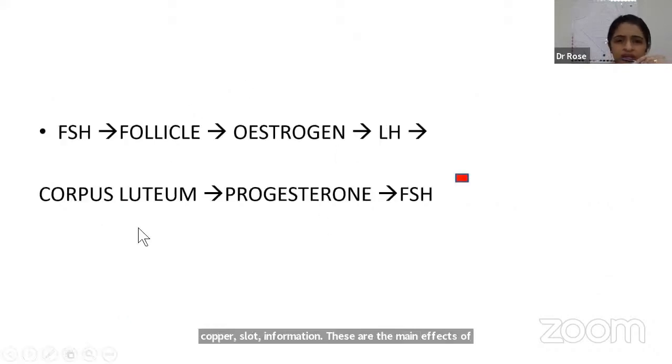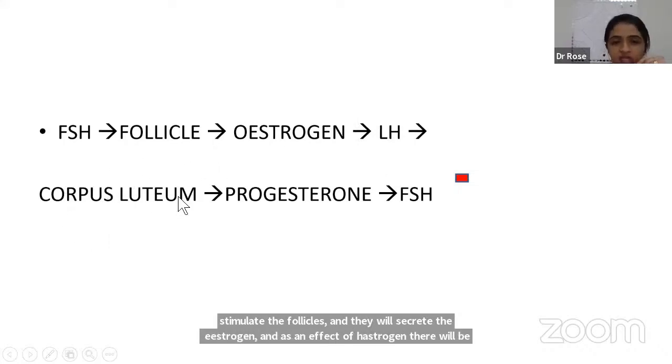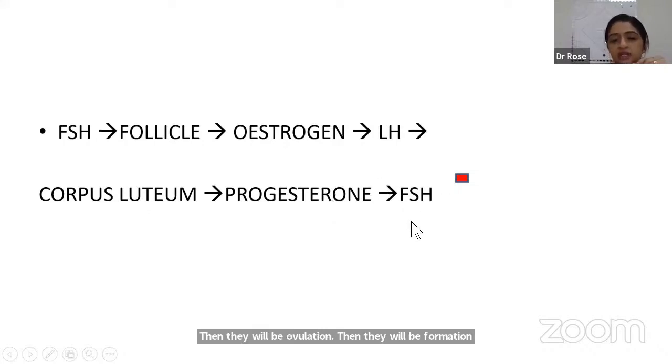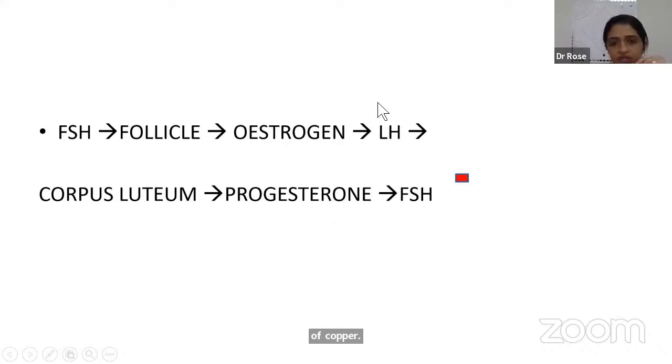Now, this is the cycle which you should be remembering. First, we have the FSH, which will stimulate the follicles, and they will secrete the estrogen. And as an effect of estrogen, there will be LH surge. Then there will be ovulation. Then there will be formation of corpus luteum, which will in turn secrete progesterone, and this will have an inhibitory effect on FSH. So this is the cycle which you should be knowing.